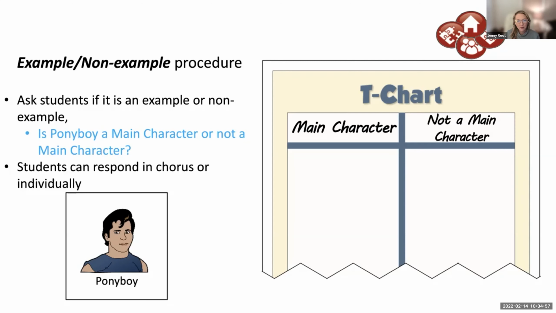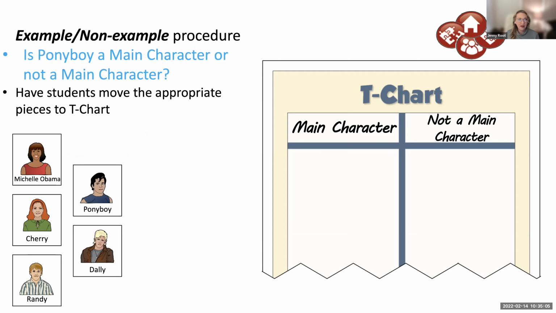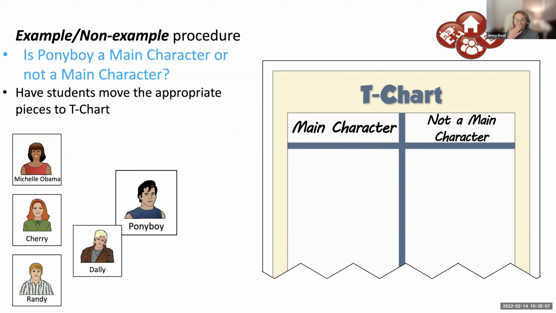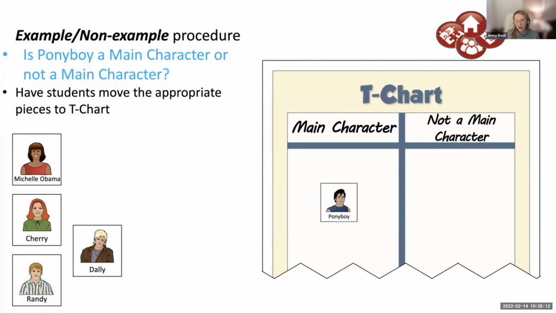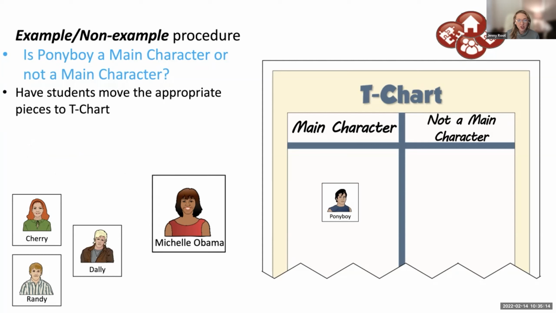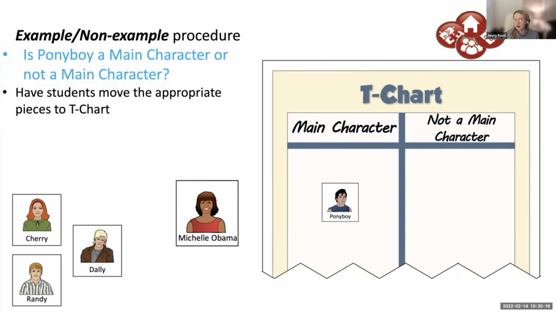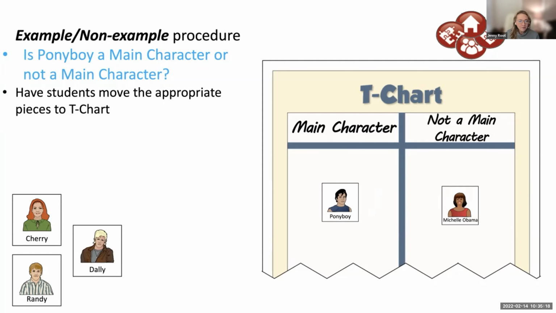So was Ponyboy a main character or not a main character? And students can respond in chorus, individually, and then you want to go through all of them. So is Ponyboy a main character or not a main character? And then it sorts. What about Michelle Obama? Was she a main character or not a main character? Right. And so it's clear then who's who.